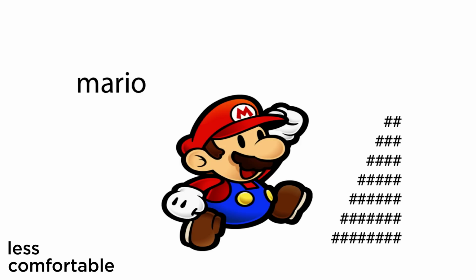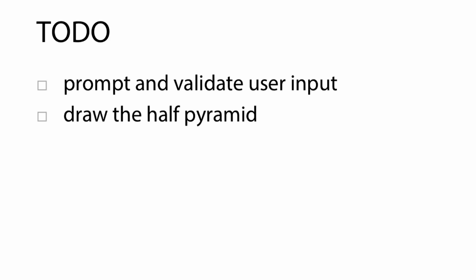It's me, Zamila. Today we're going to recreate the Mario problem, one of our very first problems in C. Now we're going to make it in Python. So if you recall from your Mario problem, then you'll remember that what we had to do was to prompt the user and validate their input, and then draw the half pyramid.